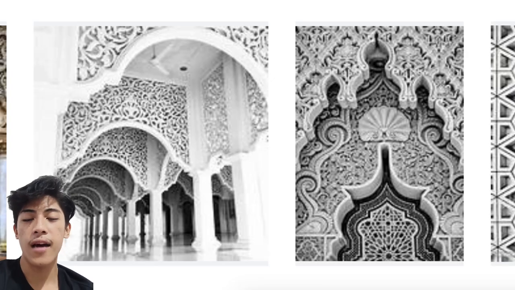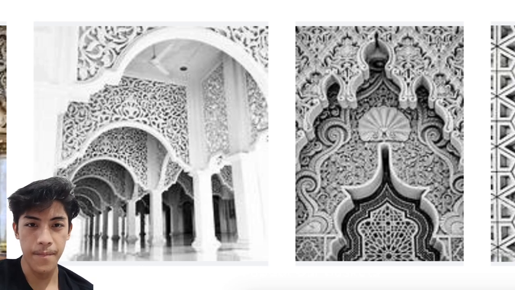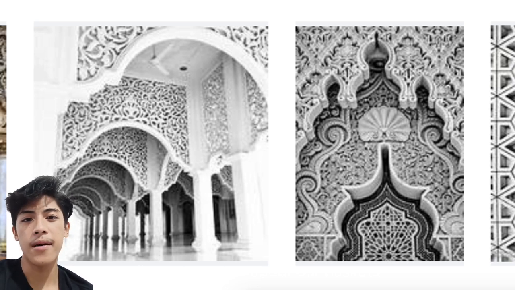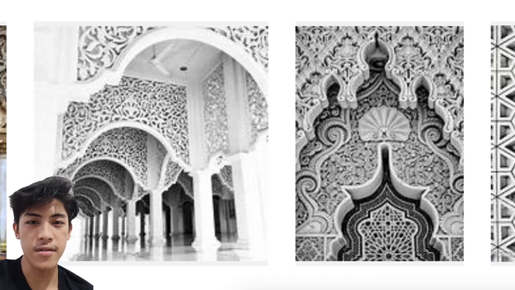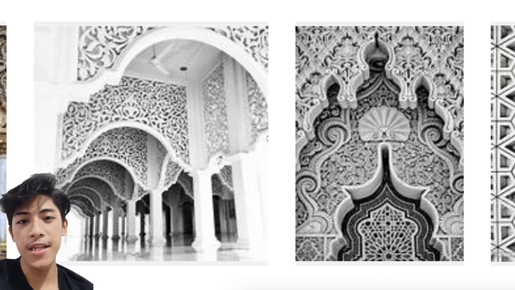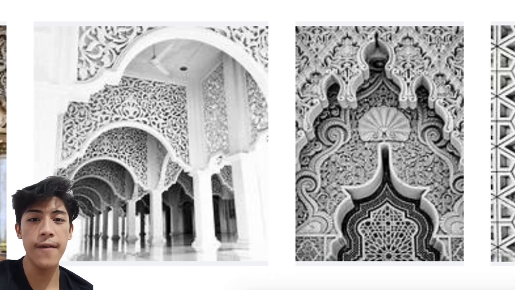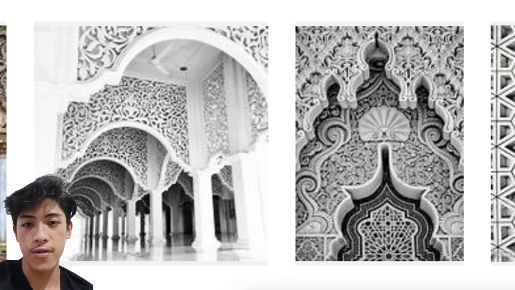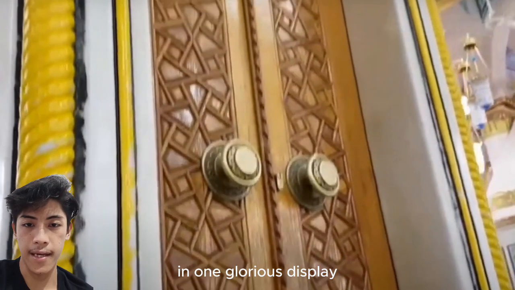Finally, let's chat about arabesques. If you love art, this one's for you. Arabesque is all about those intricate swirling patterns that you see all over Islamic art and architecture. In Malaysia, you'll find these stunning designs everywhere, from mosques to cultural buildings. They symbolize infinity and unity, tying together the spiritual and the artistic in one glorious display.